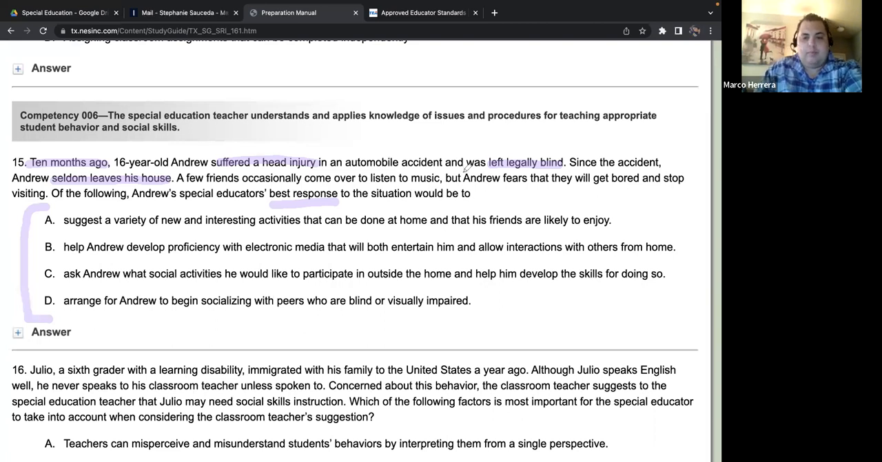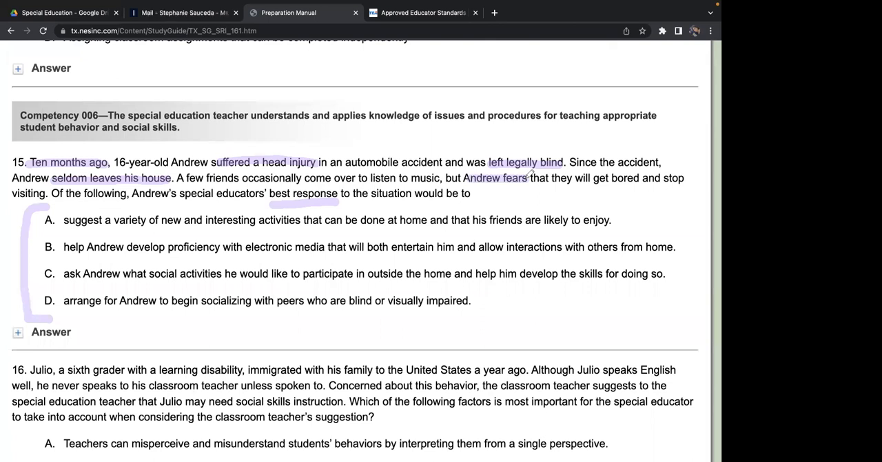Andrew fears that they will get bored and stop visiting. So he has fears, right, of being alone because he's in his house all the time. And so we need the best response to this situation for Andrew, the 16-year-old, who fears that he's going to be alone. He doesn't leave the house and he's legally blind. He's been legally blind for 10 months. So let's take a look at what the answer choices give us.